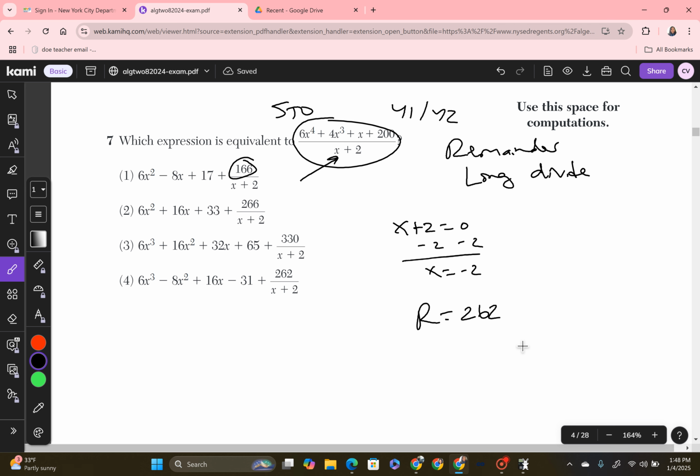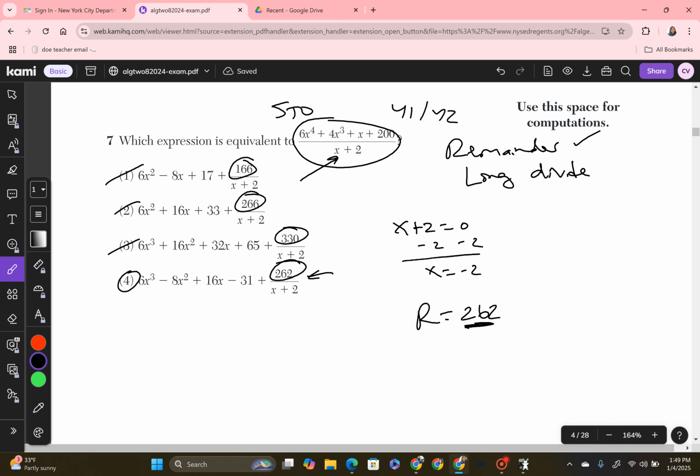The first one says you have a remainder of 166. The second one says you have a remainder of 266. The third one says 330. We don't want that. We want 262, and that is this one right here. So the answer choice is choice 4. And again, this is the easiest way to do this problem, but you do need to know remainder theorem.